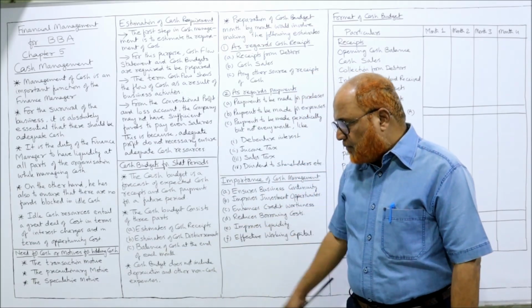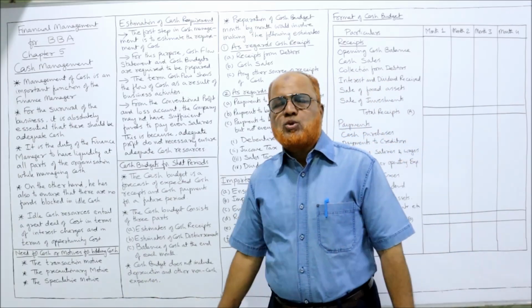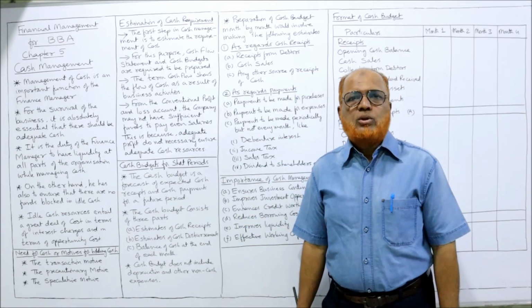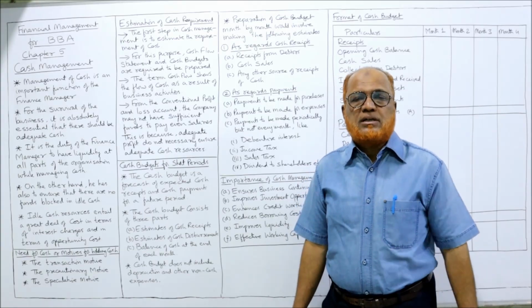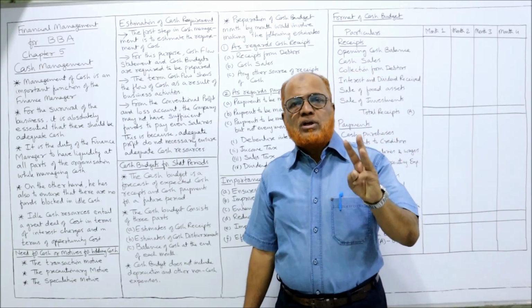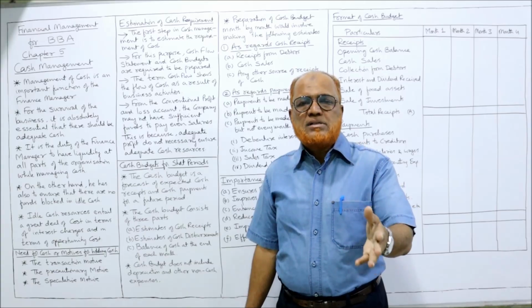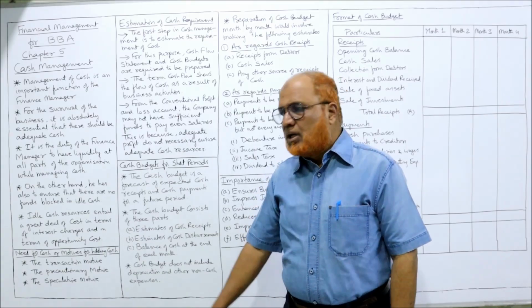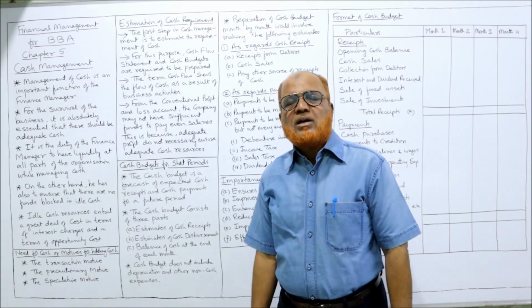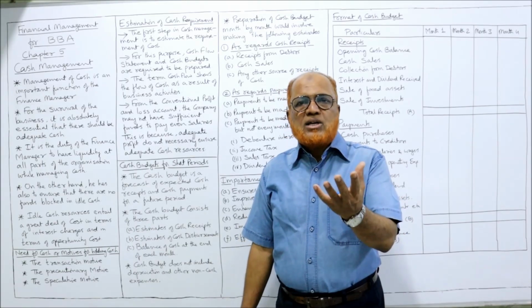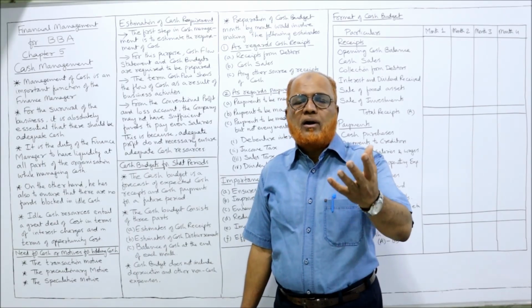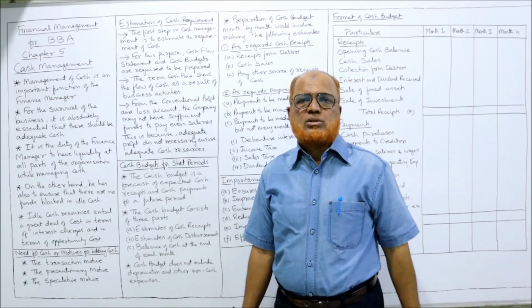Now, the motives for holding cash. Why is the cash required? So Keynes, one of the economists, says three motives are there why a business will hold the cash. The first motive is the transaction motive. The cash will be held in order to meet the transactions.